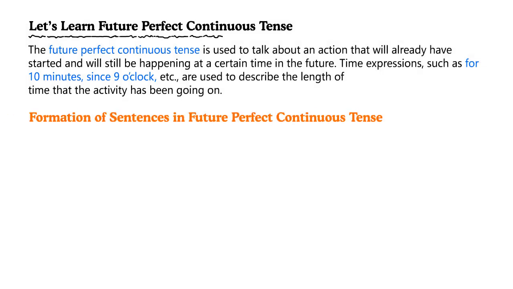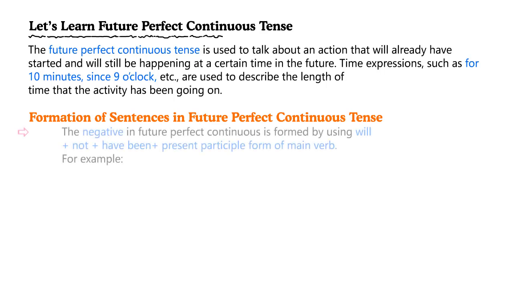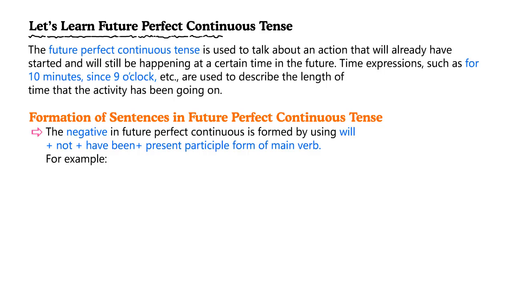Formation of sentences in future perfect continuous tense. The negative in future perfect continuous is formed by using will plus not plus have been plus present participle form of main verb. For example, he will not have been working in the factory for 6 months.